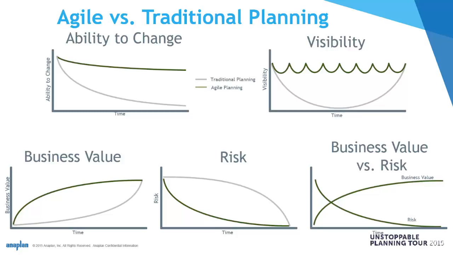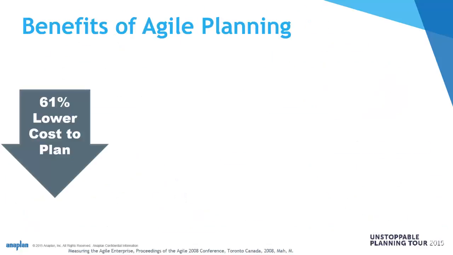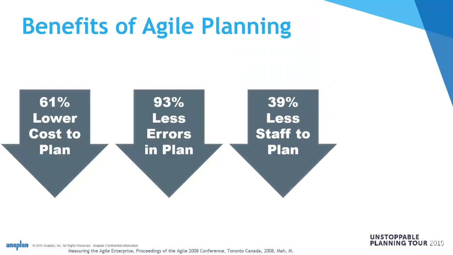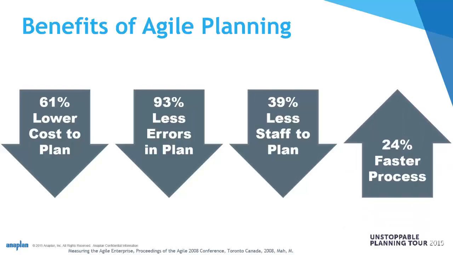Now, this also amounts to tangible benefits to the organization. Based on our research, we've discovered the following. In this Agile planning world, you can expect a 61% lower cost to create the plan on average. We also know that it takes about 93% less errors in the plan. Those are the errors that exist within each spreadsheet and as we try to join the spreadsheets together. We also observe basically a 40% reduction in the labor hours required to create the plan. And then finally, about a 25% faster planning process.